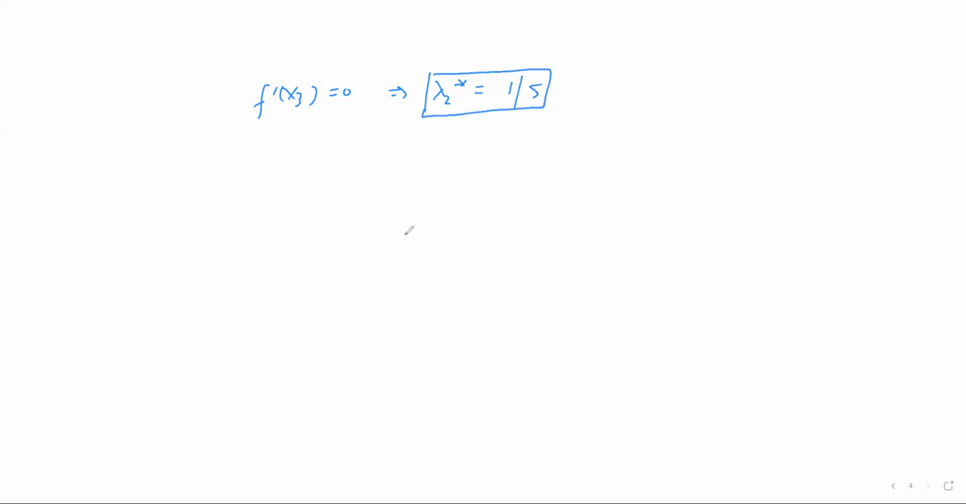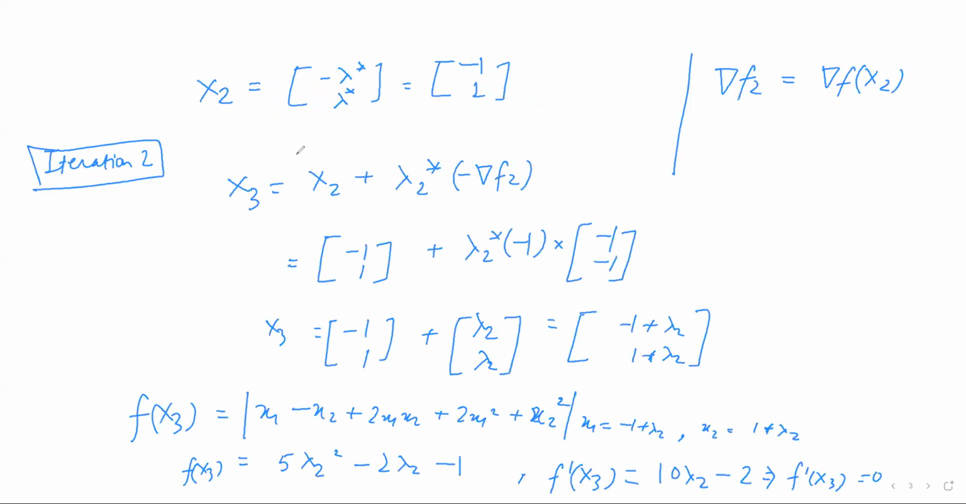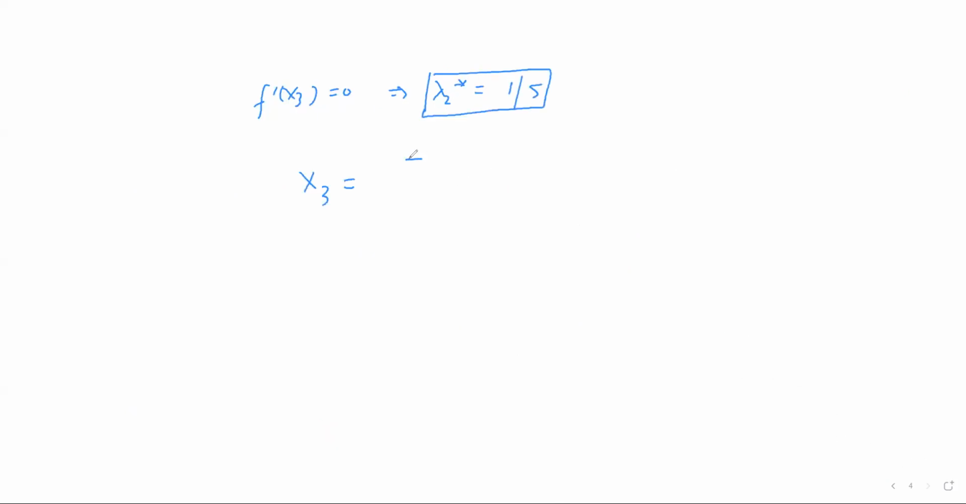So we have now calculated lambda2 star. From that we can calculate x3. From this equation, x3 is equal to -1 plus lambda2, 1 plus lambda2. So when you substitute, -1 plus 1 by 5 is minus 4 by 5, and 1 plus 1 by 5 is 6 by 5. x3 is known.